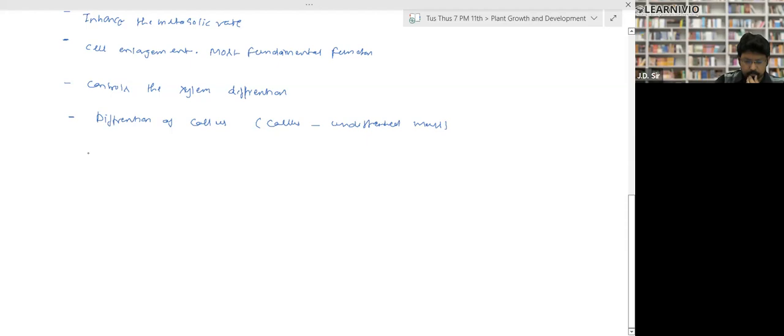Next. It is responsible for apical dominance. So what is apical dominance? The length will increase, but the lateral growth will not increase. Suppose that this is a plant. So plant growth will take place in this direction, not in this direction. It will suppress the horizontal growth and increase the vertical growth. That is called apical dominance, right?